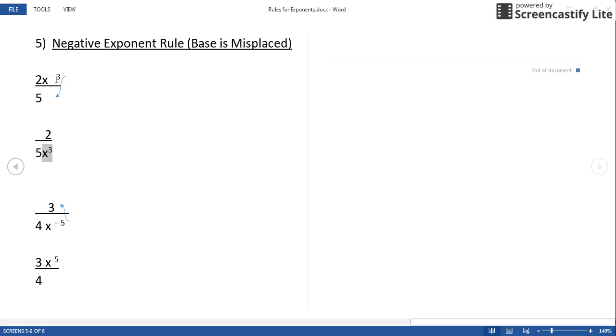I showed you one with a negative exponent on top where we needed to move to the bottom, but we could also have something on the bottom that needs to move to the top. Here, the 3 and the 4 are not affected by this negative exponent. They'll stay where they are. But the x to the negative 5 needs to move. We never want to leave a negative exponent, so to fix it, let's move it to the top. When I move it to the top, now it has a positive exponent. Negative exponents tell us the base is misplaced. Move it across the fraction bar, and that will fix it.